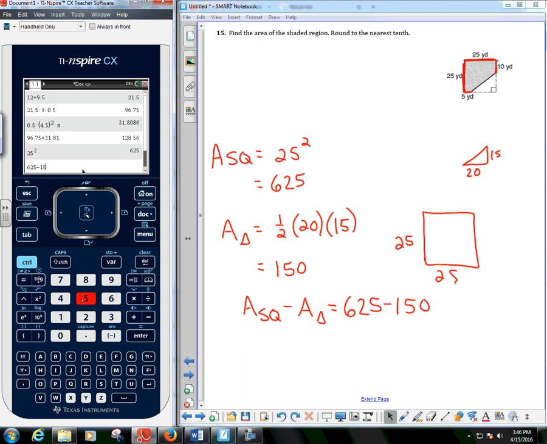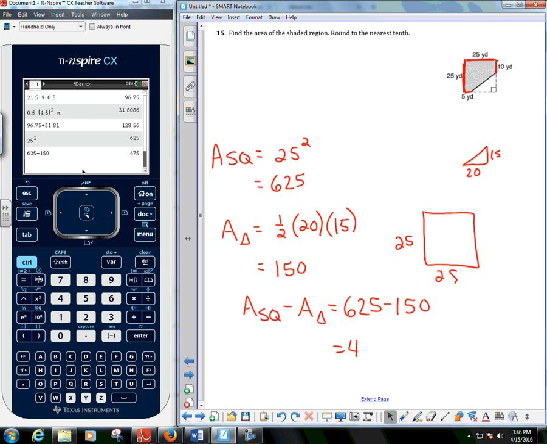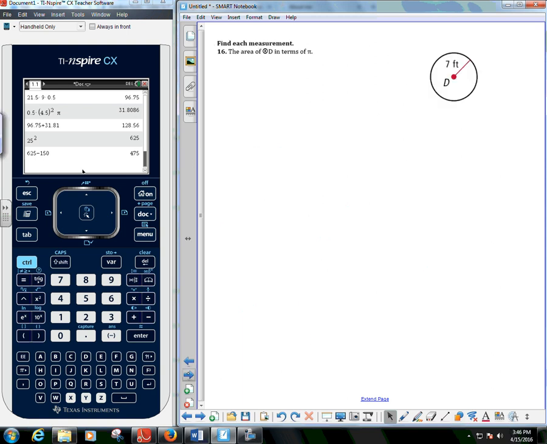625 minus 150 equals 475 square yards, and we did no rounding for that one, so we're good to go. Find each measure. The area of circle D in terms of pi.